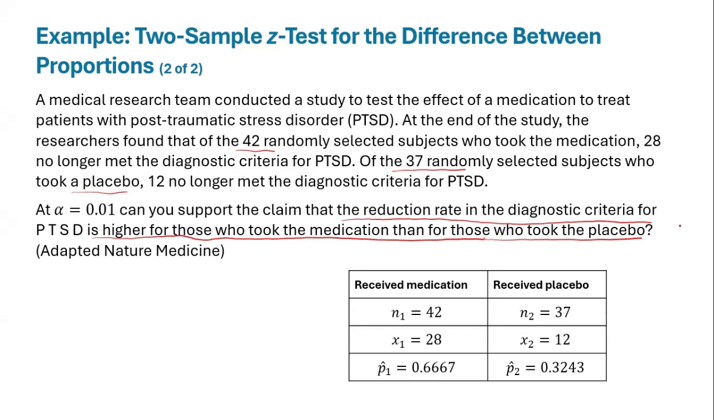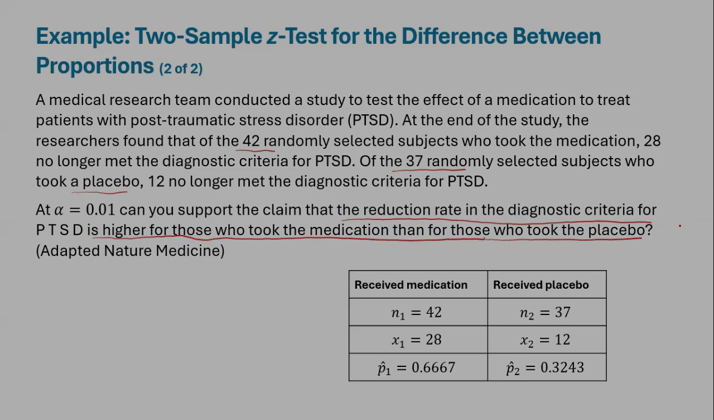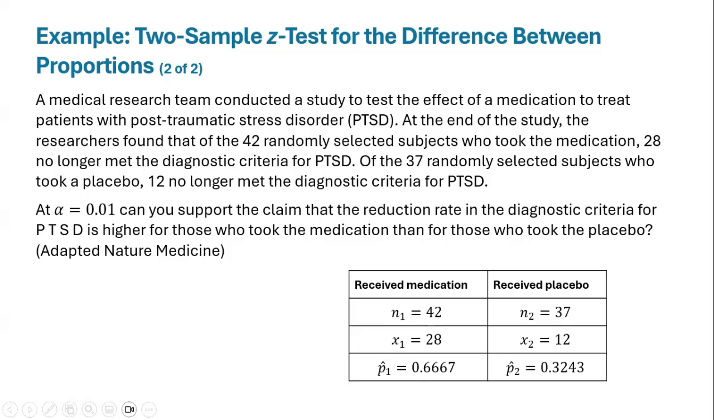So we want to see if the reduction rate, the rate meaning the proportion, is higher in the group that received treatment compared to the group that received placebo. So we have the information from the two groups. After reading the problem, first you need to check the requirements. Like any other hypothesis test, we need to check the requirements. But for checking the requirements, we need the pooled estimate as well.